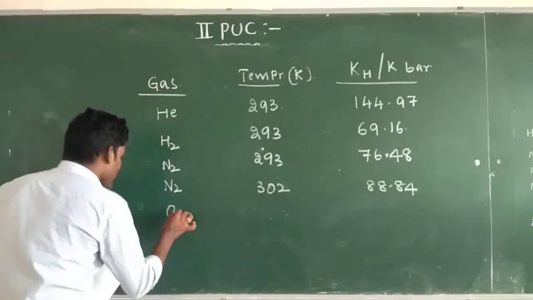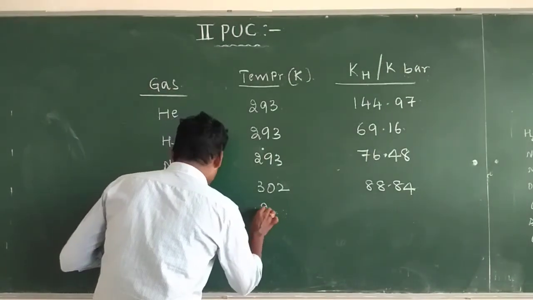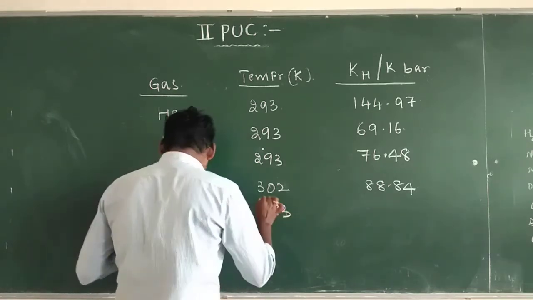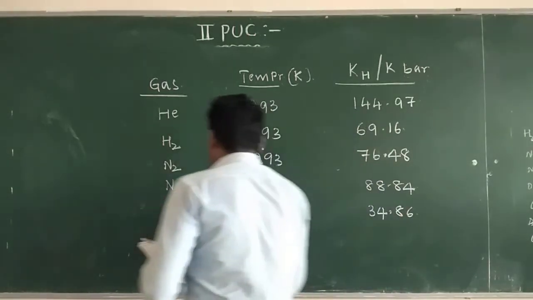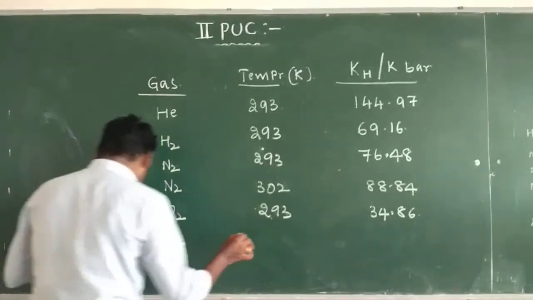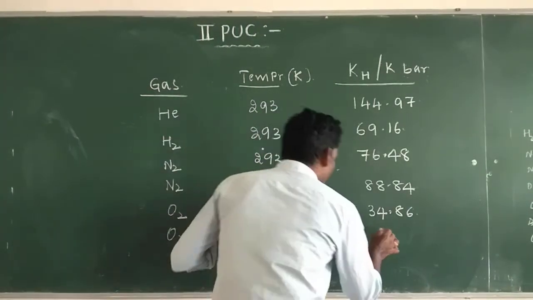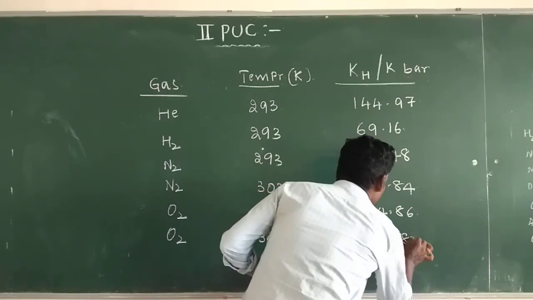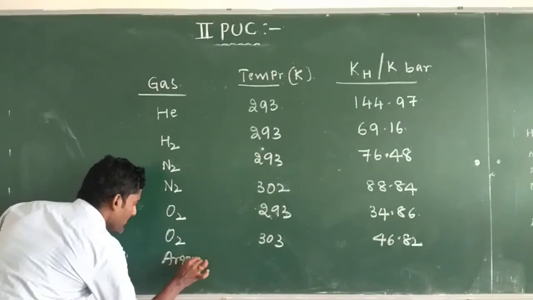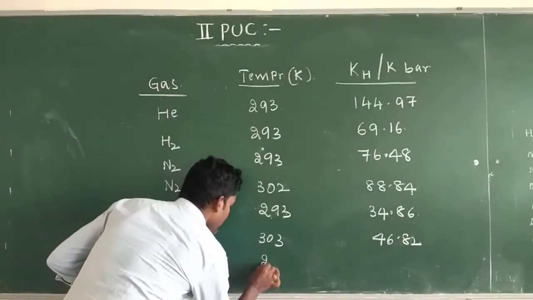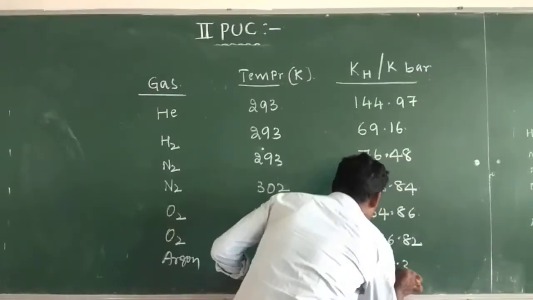Oxygen gas at 293 Kelvin, 34.86. Oxygen gas at 303 Kelvin, 46.82. Argon at 298 Kelvin has KH value of 40.3.